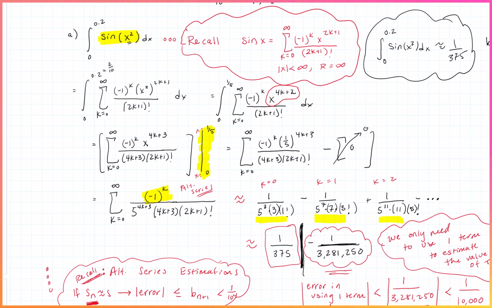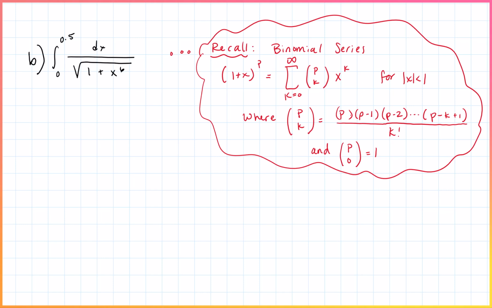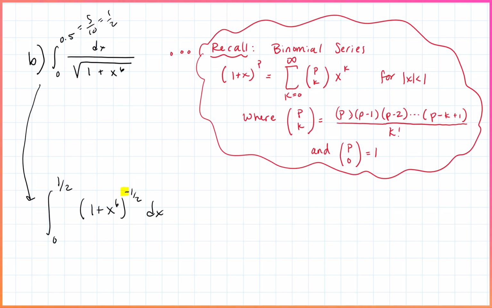Okay, let's take a look at another one. On this one, we are using a binomial series, because this integral, I'm going to come down here where I have more space, from 0 to, and again, I prefer to work with fractions rather than decimals, so I'm going to replace 0.5, which is 5/10, with 1/2. This is actually the integral of 1 plus x to the 6th, to the minus 1/2, dx. And that fits right into our binomial series where p is negative 1/2.